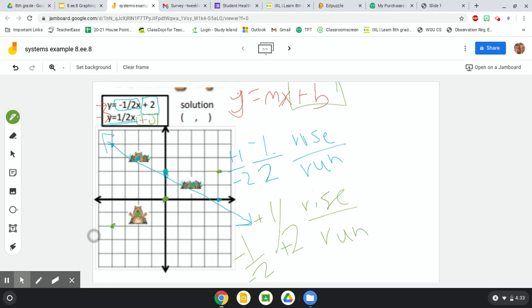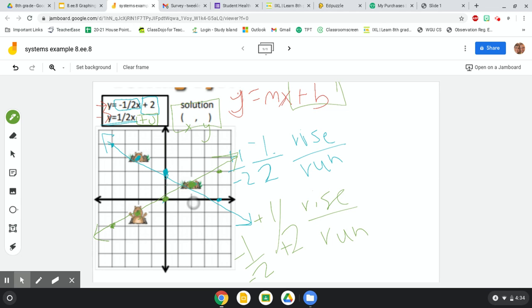Okay, so now that I have enough points, I'm going to connect them, obviously doing a better job than that. But you can see that it hit at this particular point. Okay, that's where the lines intersected. So in this case, there's going to be one solution. Okay, so the one solution is an ordered pair. Make sure that you are counting correctly. So remember, it's always the x value and then the y value.